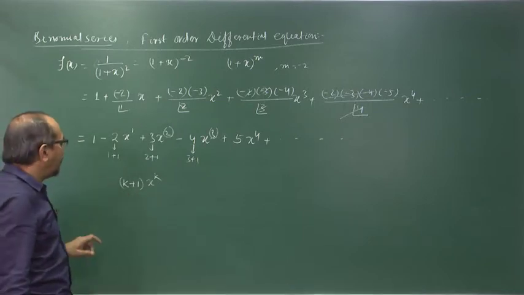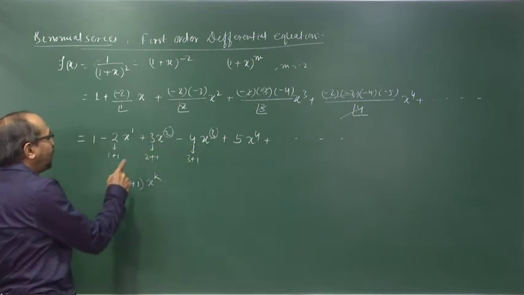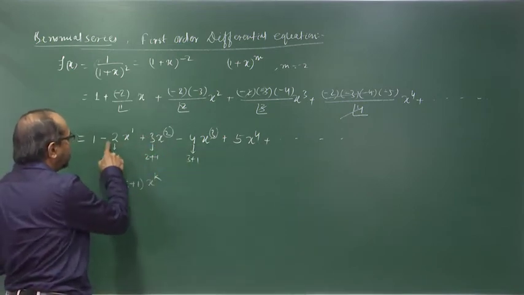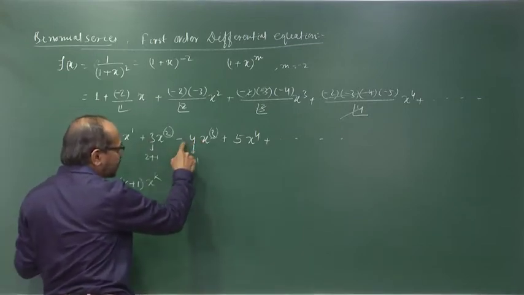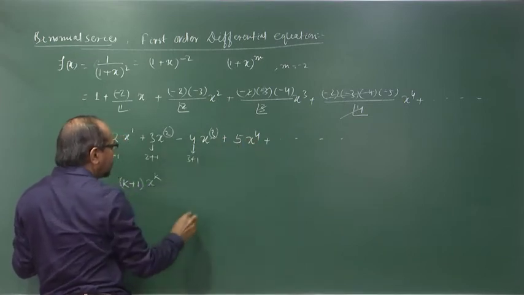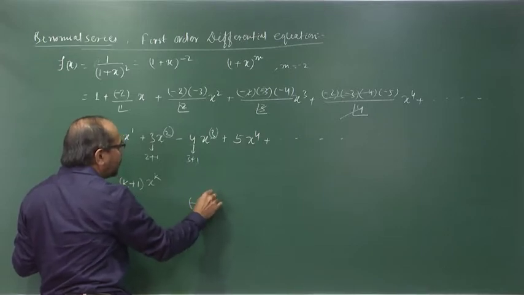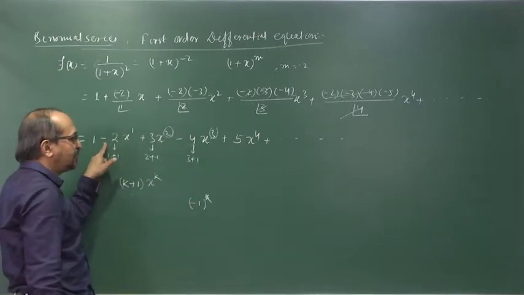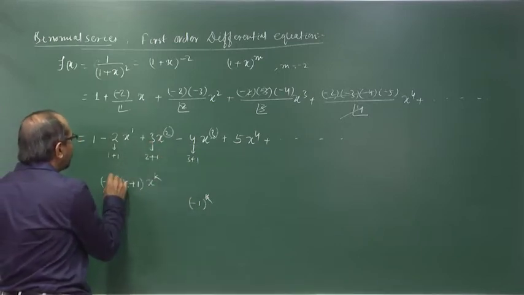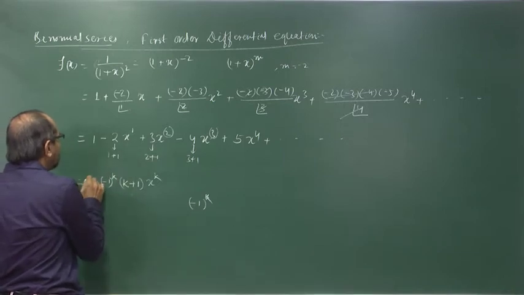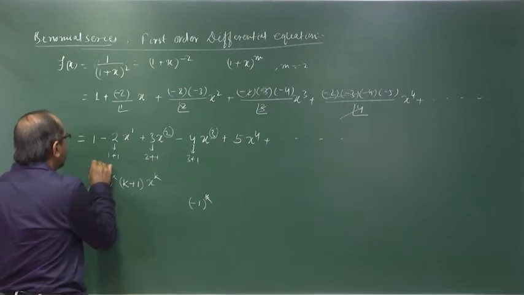Okay. And then the sign alternates. When k is 1, it is minus. When k is 2, it is plus. When k is 3, it is minus. When k is 4, it is plus. So, in general, we can write it as (minus 1) to the power k, so that for every odd value of k it is minus, and for even value of k it is plus. So, this is equal to the summation k is equal to 0 to infinity.